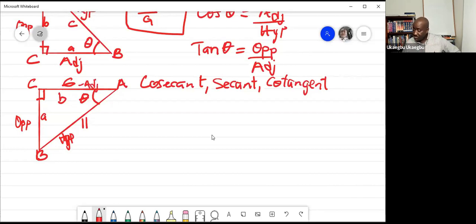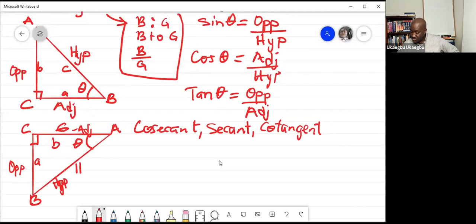So now, by applying our basic trig ratio, you see, for you to apply trig ratio, you must have at least 2 variables to get the third one. So now let's see if what we have can give us the solution. Let's write them out to start with.